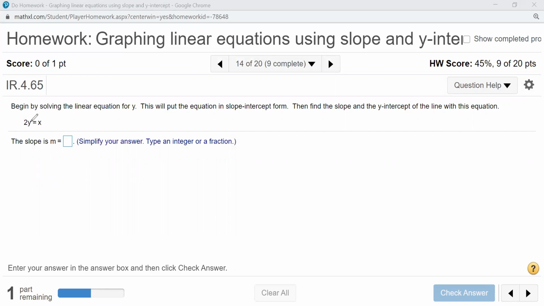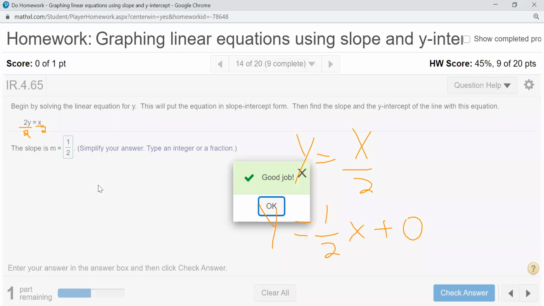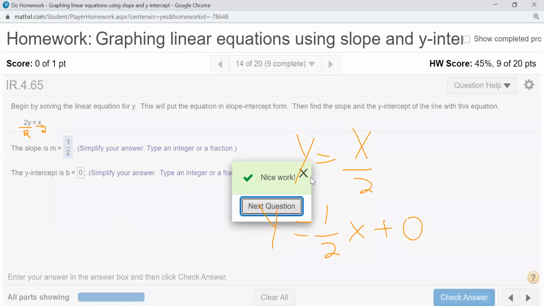Here, y is not quite by itself. We need to divide both sides by 2. You're going to get y equals x over 2. X over 2 can be rewritten as 1/2 x, because if you're dividing x by 2, it's the same as multiplying it by 1/2. And then there's no b, but that just means that b is really 0. So the slope is 1/2. The y-intercept is b equals 0.